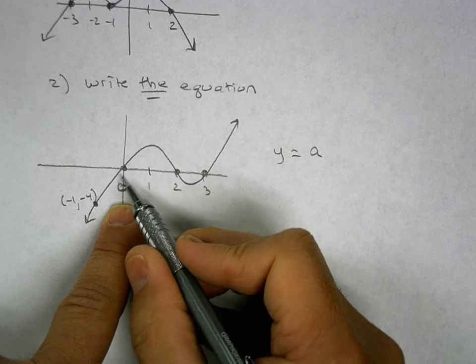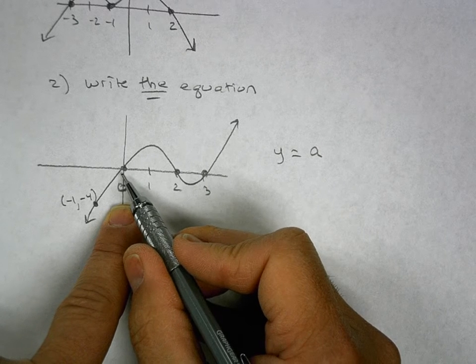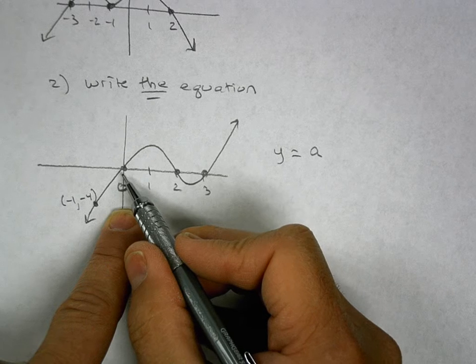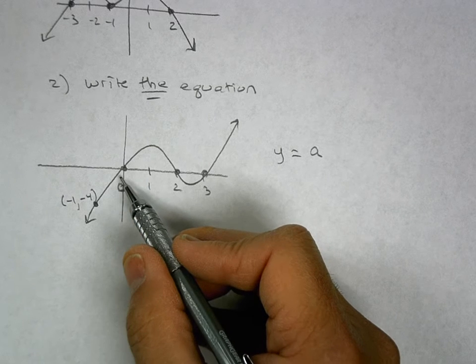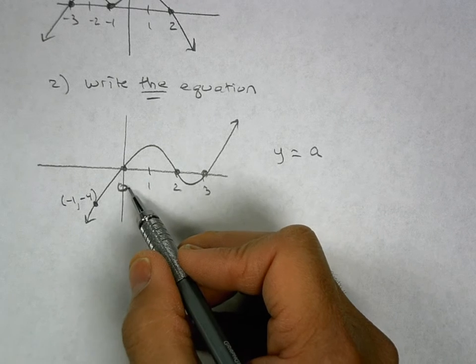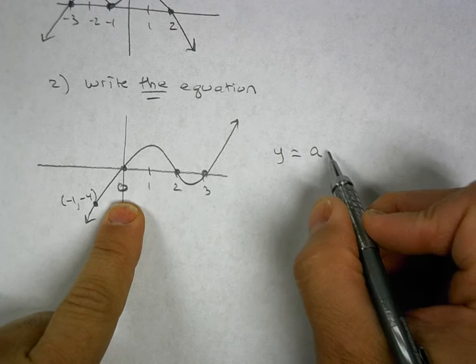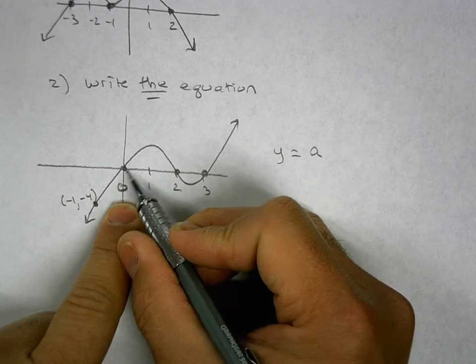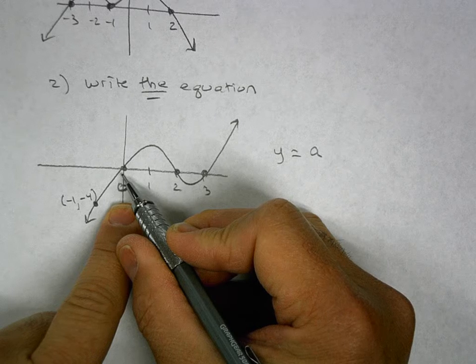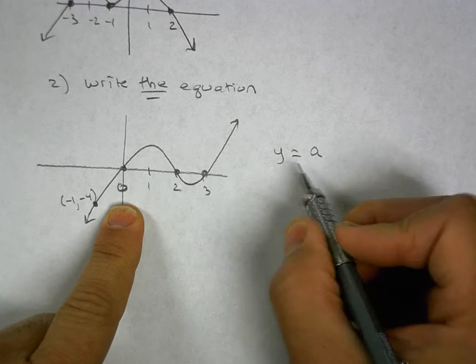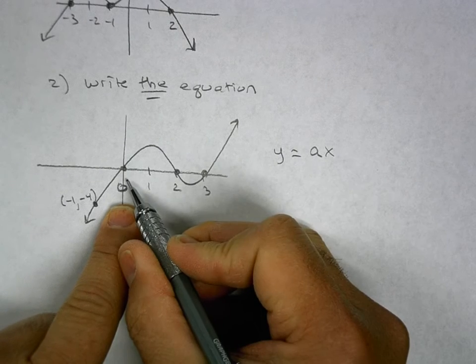X squared, x cubed. Okay, if it crosses, let's just go to the first power. If it bounces, we'll go to the second power. So what do I put for this? X squared, but it crosses. So just x to the first.